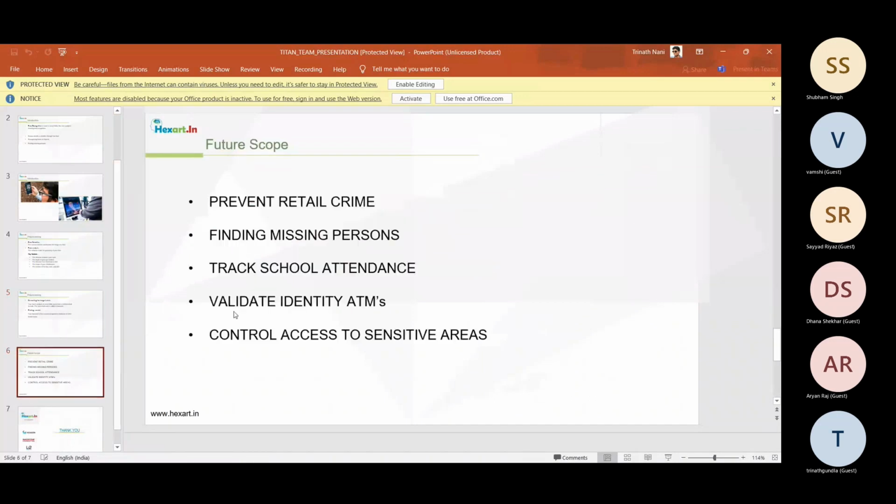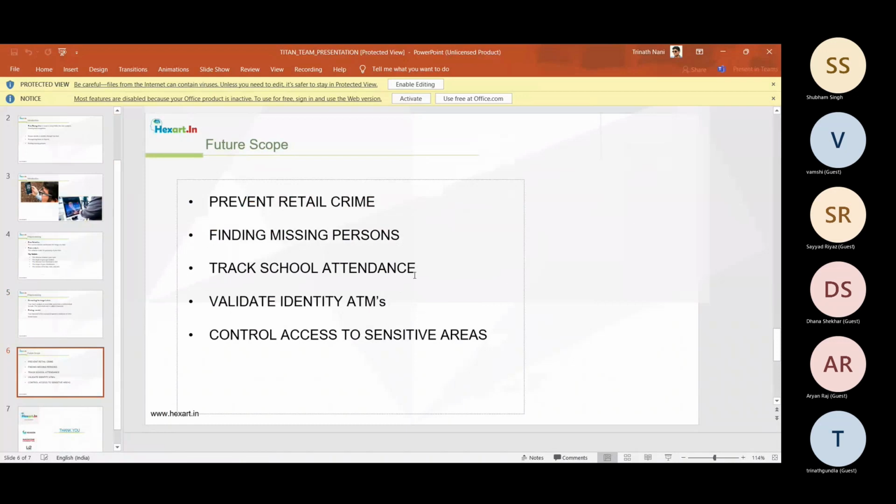It can also be used in future to prevent retail crime. If any persons are outside to commit a crime, by face recognition we can catch the person. And also if children are missing, by facial recognition we can catch them, and also track school attendance.